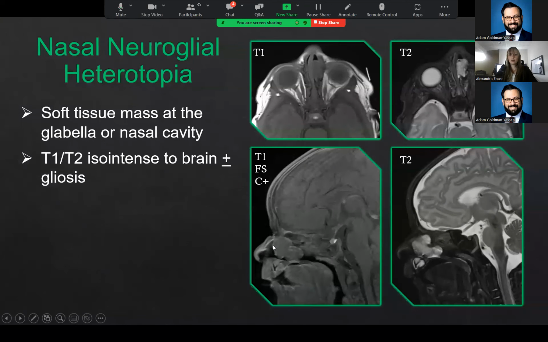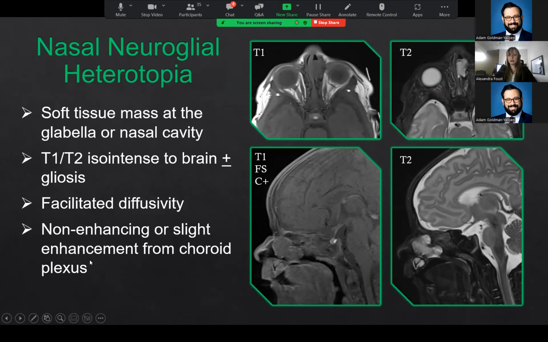It's going to kind of follow brain parenchyma, T1 and T2 weighted sequences. It can be a little bright on T2 if there's some gliosis in the component. These should show facilitated diffusivity. So if you're trying to tease this out from a dermoid or epidermoid, diffusion weighted sequence can be helpful. And generally they're non-enhancing, although there are cases where there may be a little bit of enhancement if some choroid was in the piece of brain that got sequestered. And as we said, no subarachnoid connection.